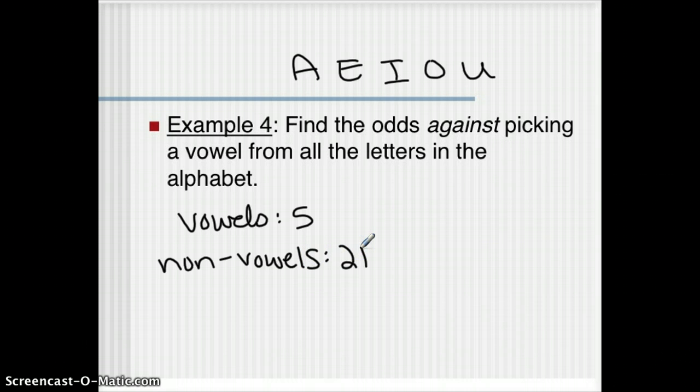This time I want the odds against it happening. So if I was saying the odds in favor, I'd say 5 to 21. The odds against are going to be 21 to 5. So this is going to be my final response here for my odds.